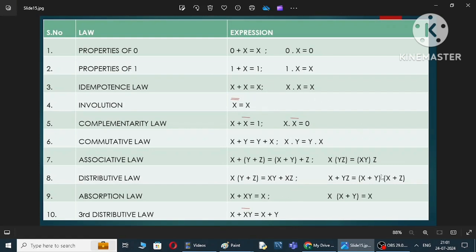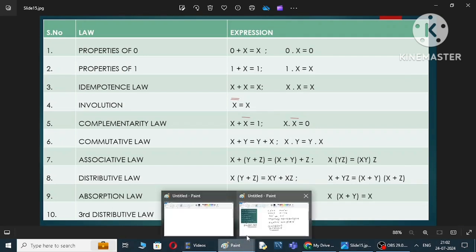So if you have a question saying that state and prove the commutative law, or state and prove the law of complementarity using a truth table, or prove the absorption law using the truth table, first you have to remember all these laws. Then how to prove this law using a truth table. So in the previous video I already told you how to draw a truth table. So let us prove absorption law using the truth table, which says x plus xy is equal to x.